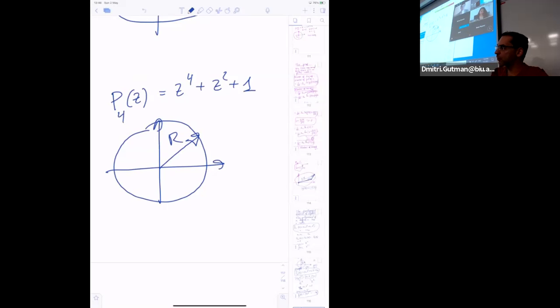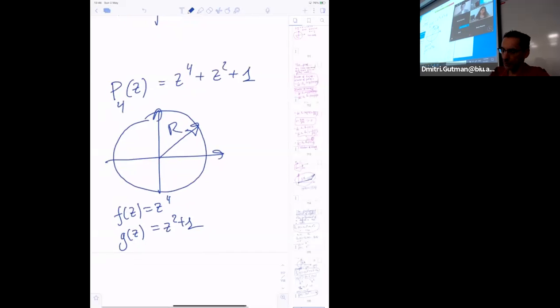So how can we establish the condition? What is the function f and what is the function g for this case? Well, f of z is z to the 4. f of z is z to the power 4, and g of z will be the remainder, z squared plus 1. So how do I know what radius I should choose? What should I demand?